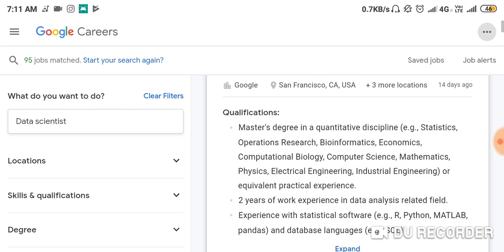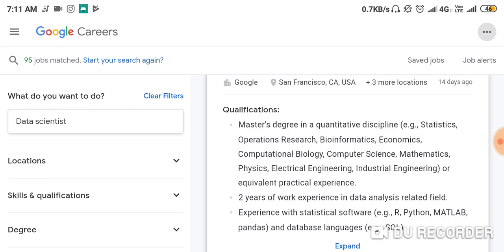So just look here. Master's degree in a quantitative discipline. What about quantitative disciplines? Programs such as statistics, operations research, bioinformatics, economics, computational biology, computer science, mathematics, physics, electrical engineering, industrial engineering, or equivalent practical experience. So this is saying a master's degree in any type of quantitative discipline. These are the quantitative disciplines like statistics, operations research, bioinformatics, economics, and CS, mathematics.